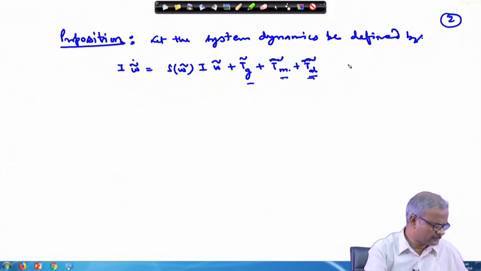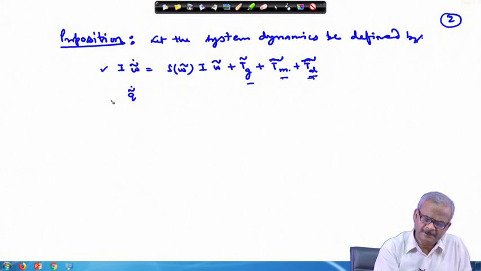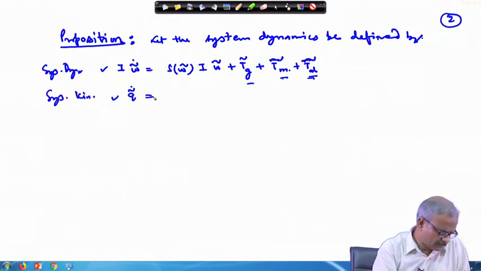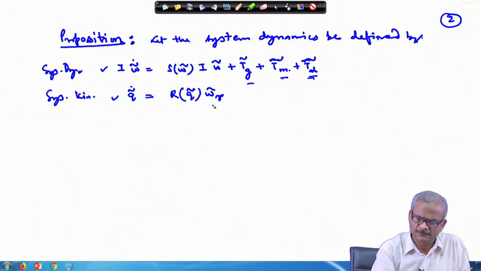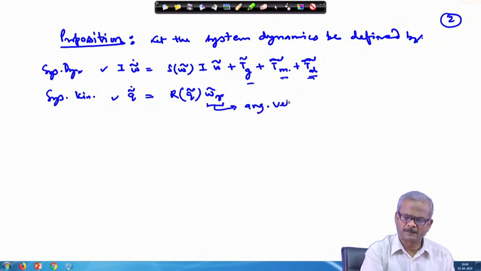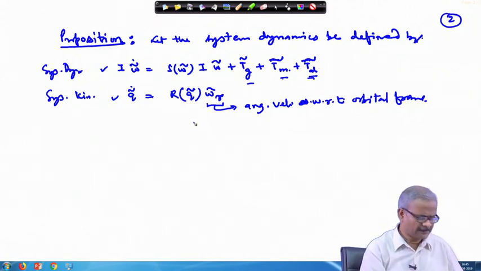So, these two together form the system dynamics and the system kinematics, where omega r is the angular velocity with respect to the orbital frame. So, let the system dynamics be defined by these two equations, system dynamics and kinematics.